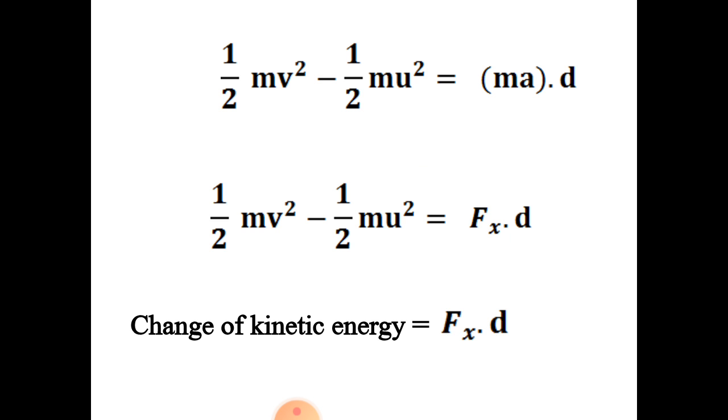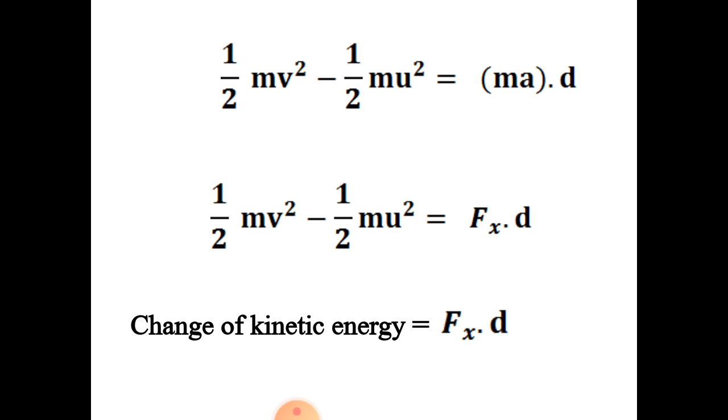We know that force is the product of mass and acceleration, ma, from Newton's second law of motion. Here a is the horizontal acceleration, so the force is the horizontal force. So half m v square minus half m u square is equal to Fx dot d.